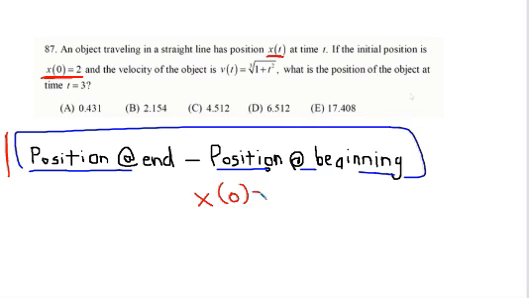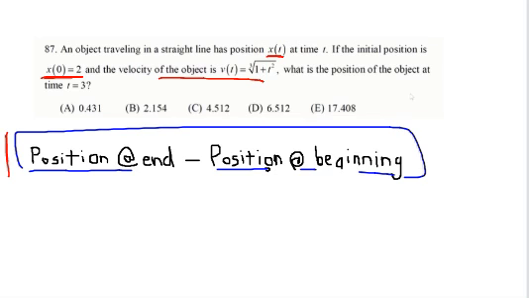X of 0 equals 2 will be important for us. And they give me the velocity. What is the position of the object at time t equals 3? Well, let's make some more room here.